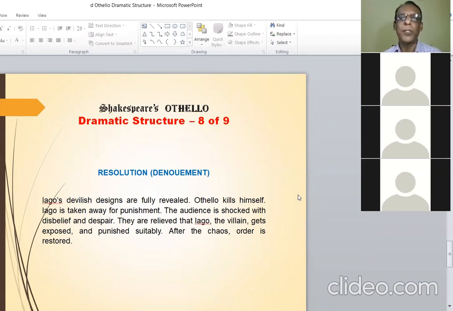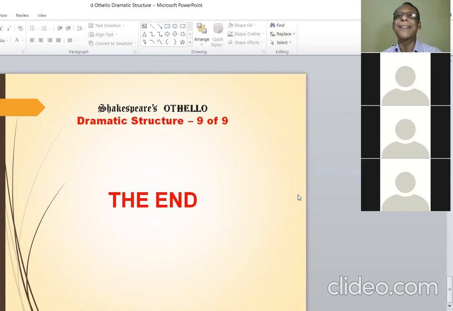Punished suitably. After the chaos, a lot of problems, a lot of lawlessness, murder, plans, intrigues, conspiracies, all these things, a lot of chaos. After the chaos, finally, the order is restored. So there is a prevalence of the system, the prevalence of order, law and order is established. We, as the viewers, are also happy. We feel relieved. And this is the dramatic structure of Othello, especially a typical Shakespearean tragedy.